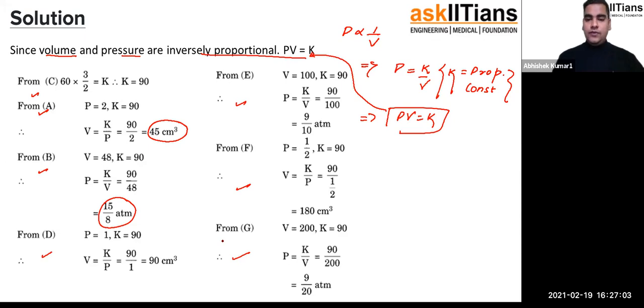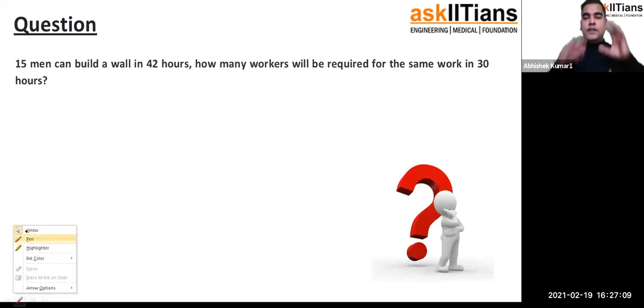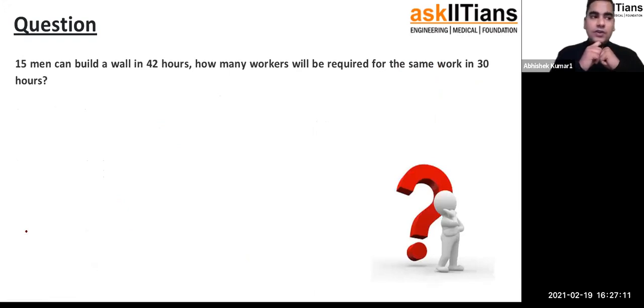All right, shall we move ahead? Now we have one more problem. These type of problems you will see very frequently in your school examination and in your competitive examination also. The concept would be same, but the problems would not be as direct. What does it say? It says 15 men can build a wall in 42 hours. How many workers will be required for the same work in 30 hours?